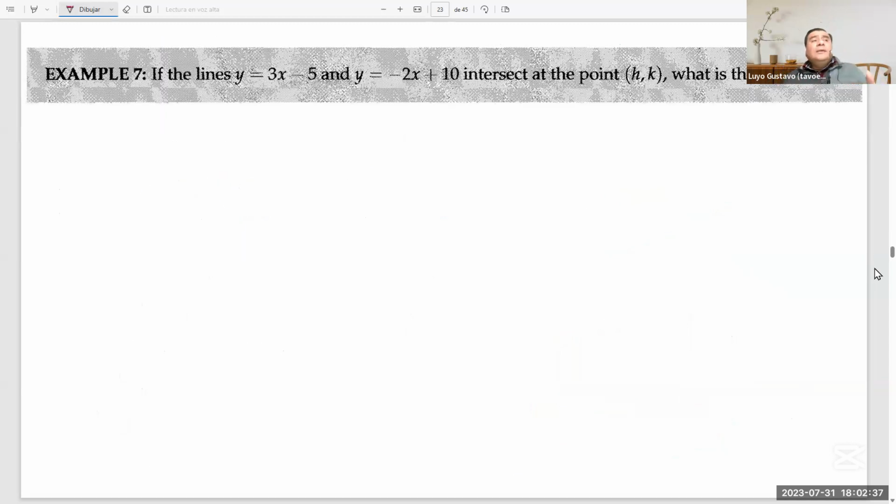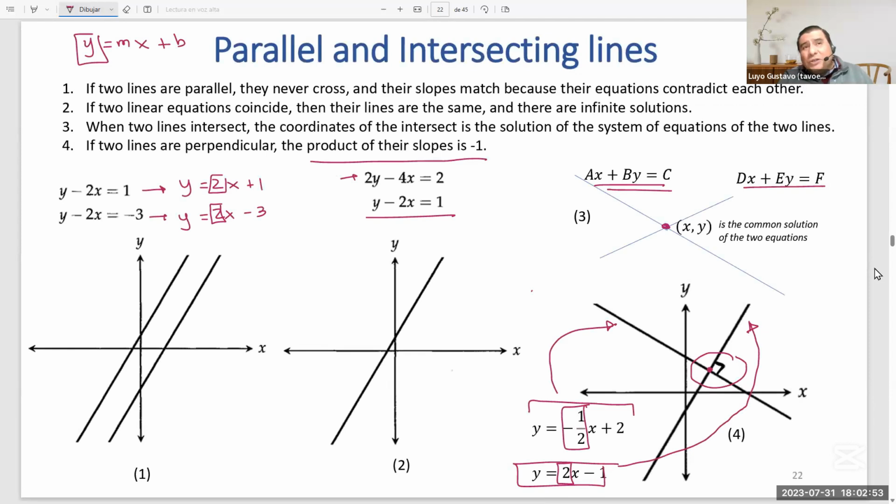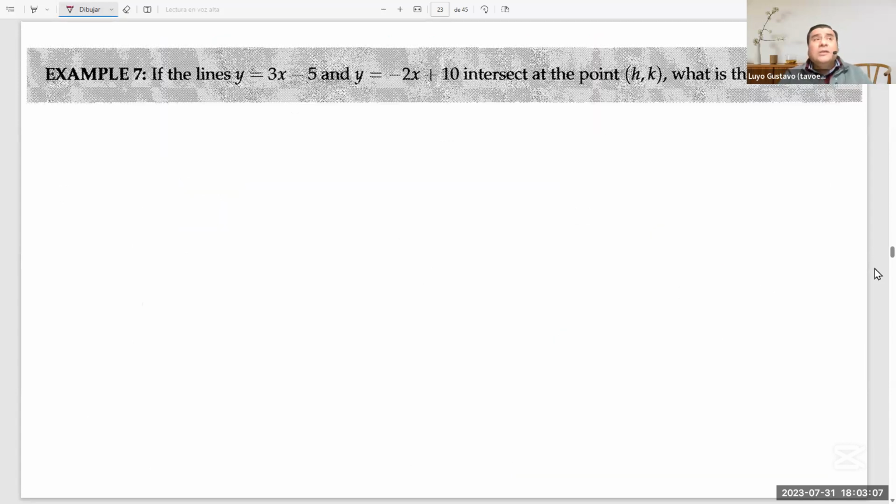If the lines y equals 3x minus 5 and y equals -2x plus 10 intersect at the point h, k, what's the value of k? Can you tell? Now, what happens? Remember what we said? If you have the equations of two lines on the plane, then this point here has coordinates that are actually the solution for this system of equations. So if we want to know the values of h and k, what shall we do? We need to actually solve these two equations together.